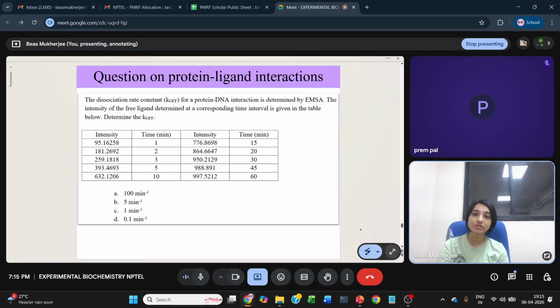Now dissociation constant K off for a protein DNA interaction is determined by EMSA. The intensity of the free ligand determined at a particular time interval is given in the table. Determine the K off. How will you determine the K off? You remember that formula that we saw: I is equal to I naught into 1 minus e to the power minus K off into T. Correct? So T is time and I is given. So from there you can calculate the K off.